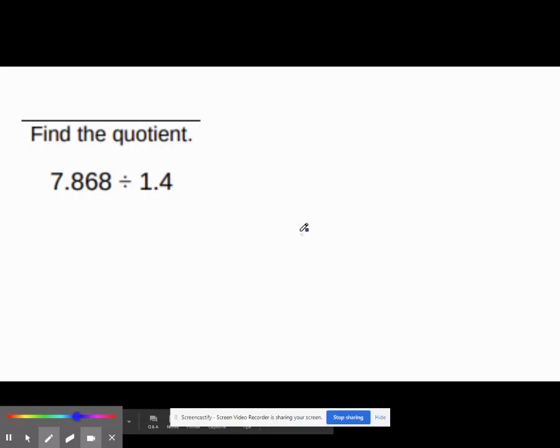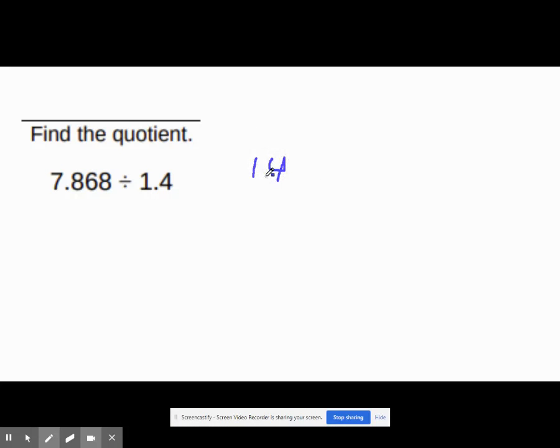All right, because this is so scary, I'm going to move into blue because, well, red with division of decimals just seems mean. So I've got 1.4 as my divisor, and my dividend is going to be 7.868.